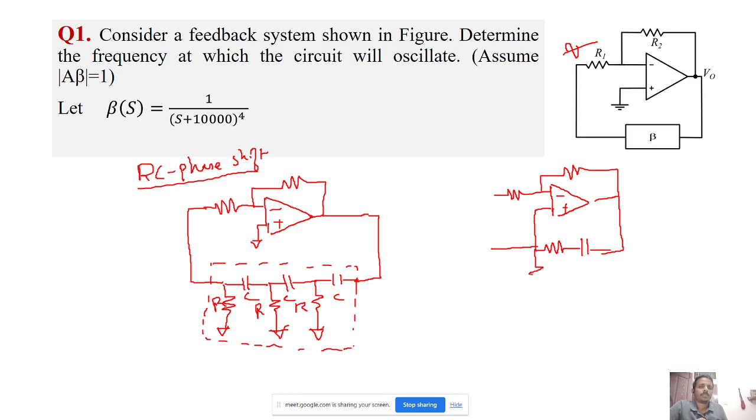Anyway, I'll explain since Banerjee has asked one question, right? This is the circuit that sir has drawn, right? I guess it is similar.